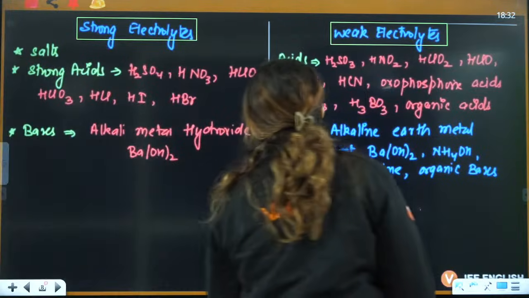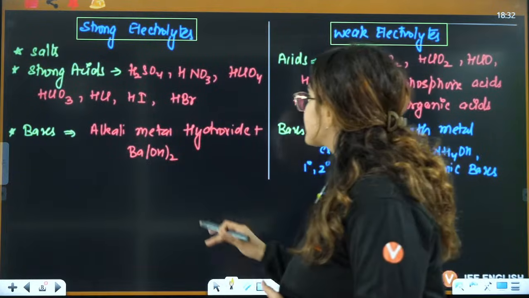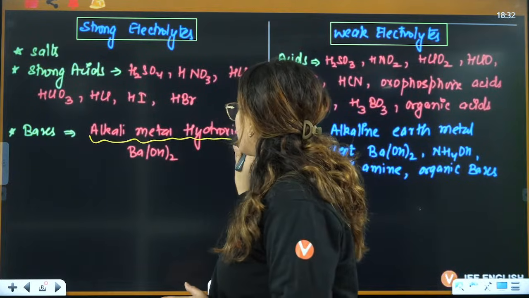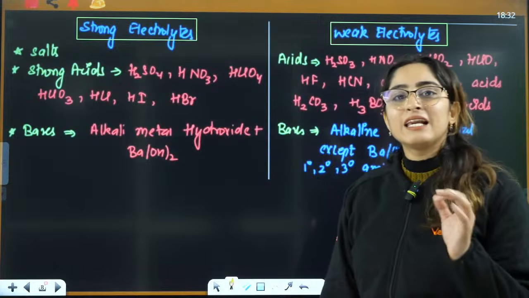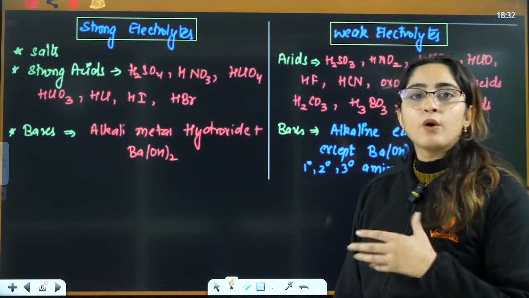Now what about bases? When we talk about strong bases, they are alkali metal hydroxides. Alkali metal means group number 1.